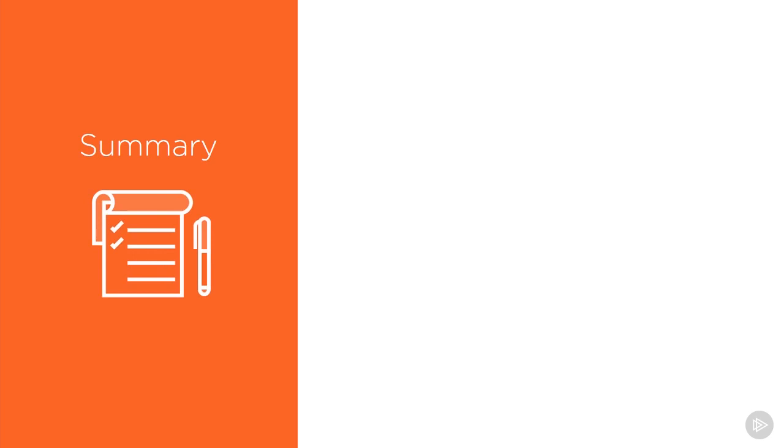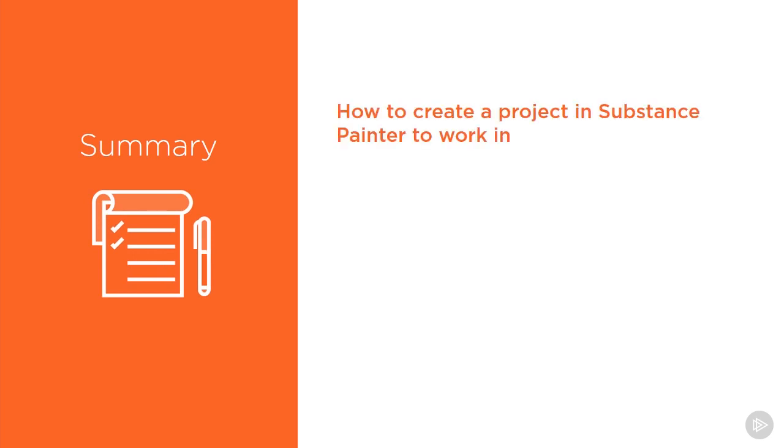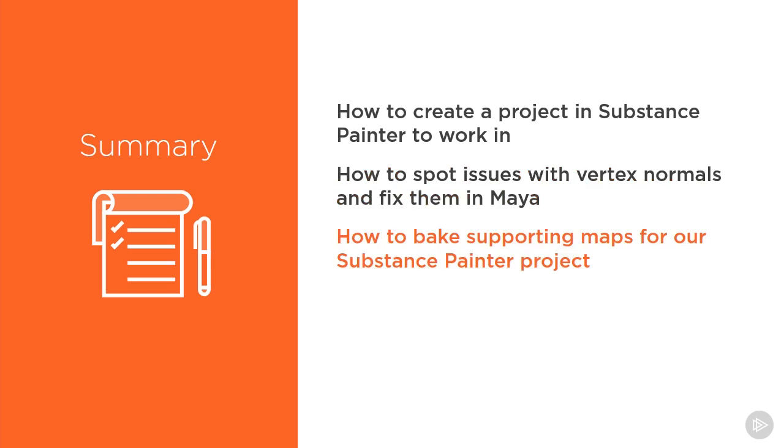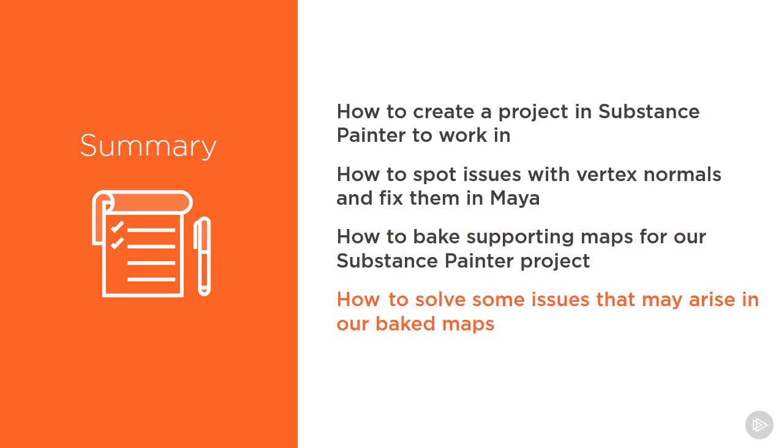All right, so let's take a moment to discuss what we've learned in this module. We've learned how to create a project in Substance Painter to work in. We've also learned how to spot issues with vertex normals for our asset and then jump over into Maya and fix them. We've learned how to bake supporting maps for our Substance Painter project. And we've learned how to solve some issues that may arise in our baked maps and repair those.